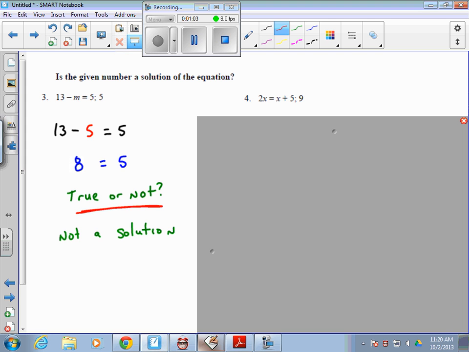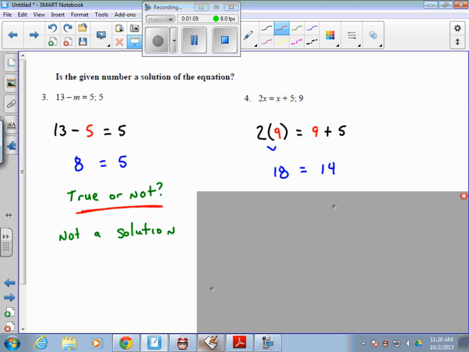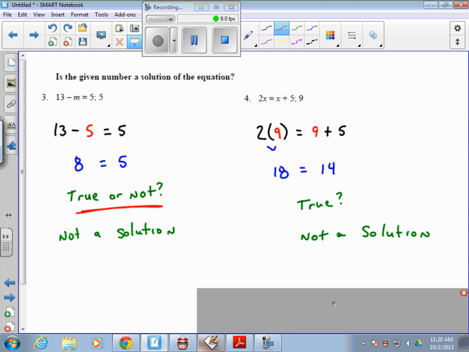2x equals x plus 5. When you plug in 9, 2 times 9 equals 9 plus 5. 2 times 9 we know is the number 18. 18, is that equal to 14? Is it true? No, it's not a solution. It has to be a true statement at the end in order to be a solution.